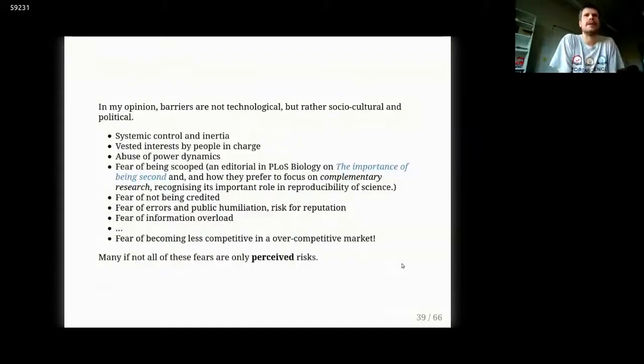So, in my opinion, the barriers to open research are not technological, but they are social, cultural, and political. There is systematic control and inertia in academia. There are vested interests by people in charge, and there is sometimes abuse in power dynamics. These things are there. Unfortunately, that's a fact. Sometimes minimal, sometimes more important. But there are also lots of fears, and in my opinion, they are mostly perceived fears.